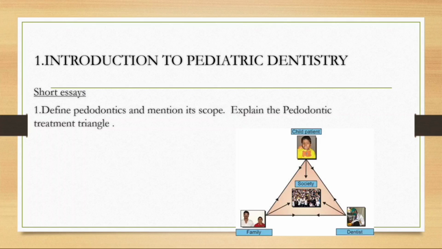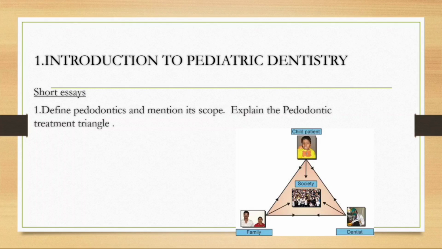Explain the pedodontic treatment triangle. The pedodontic treatment triangle is a very commonly asked question, where in the treatment triangle the child is at the apex and the family and the dentist are at the other two corners.